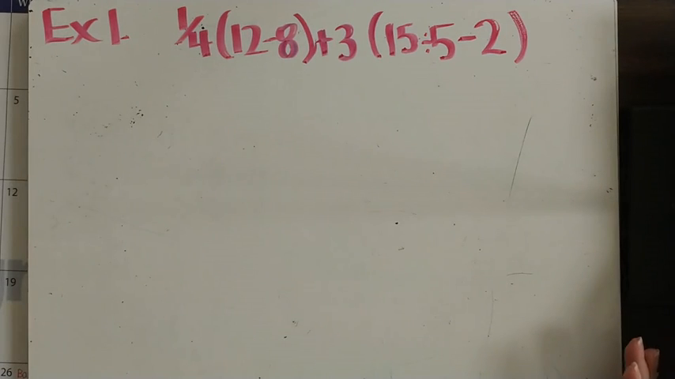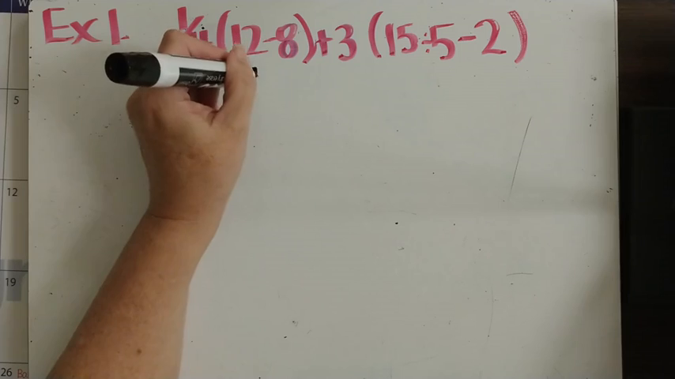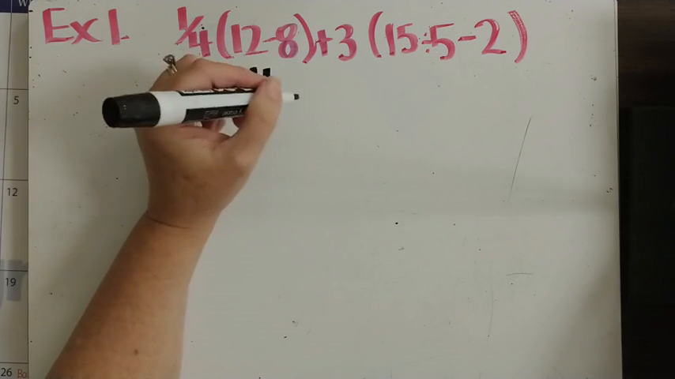Let's go on to example 1. The directions say evaluate and list the property used in each step. This goes back to the lesson that we had for 1-2, where you have to use the order of operations. So let's start with our parentheses. We're going to do one operation at a time. So in parentheses, we have 12 minus 8, which is 4, and that is simplified.